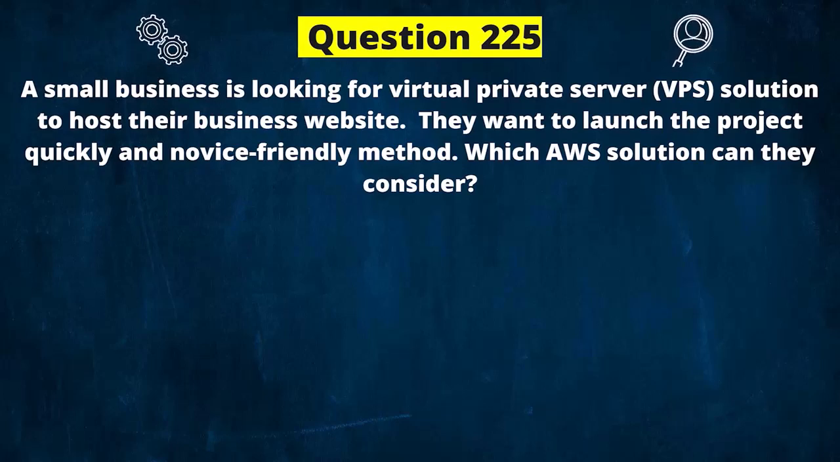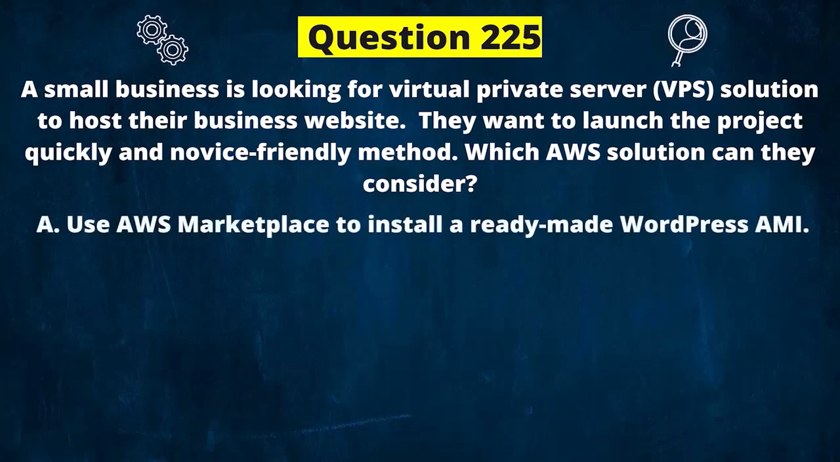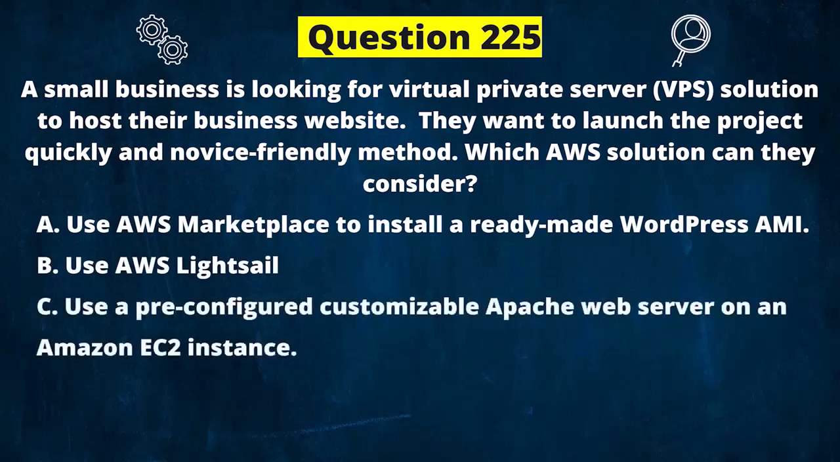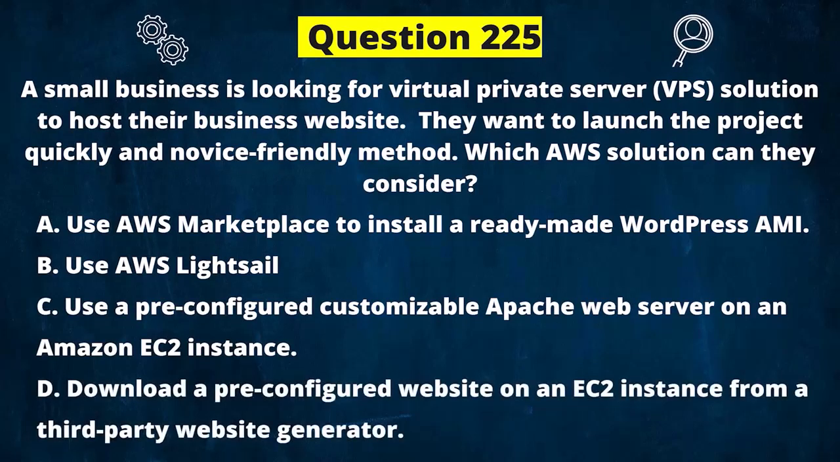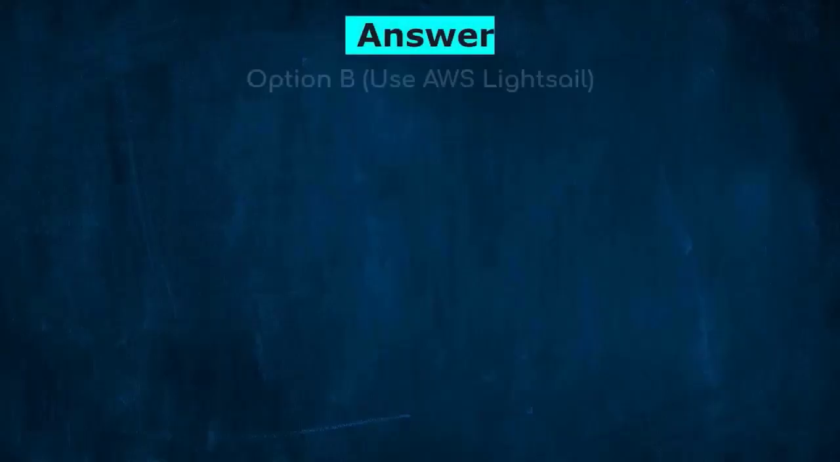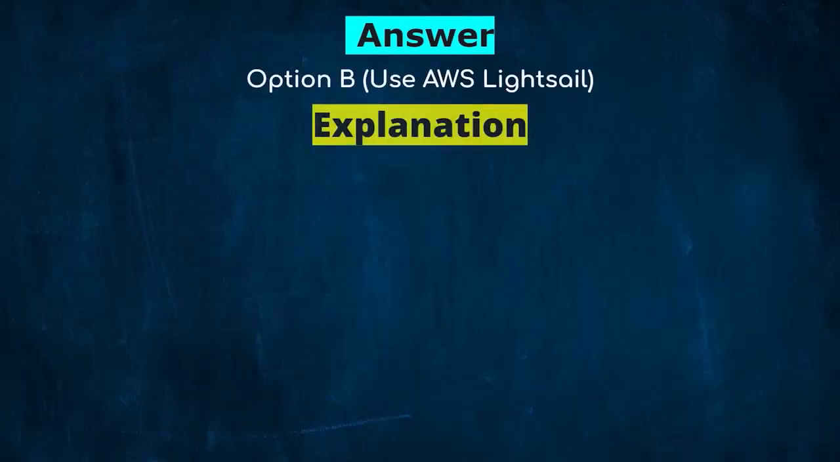And the options are: A. Use AWS Marketplace to install a ready-made WordPress AMI. B. Use AWS Lightsail. C. Use a pre-configured customizable Apache web server on an Amazon EC2 instance. D. Download a pre-configured website on an EC2 instance from a third-party website generator. And the correct answer is option B. Use AWS Lightsail.